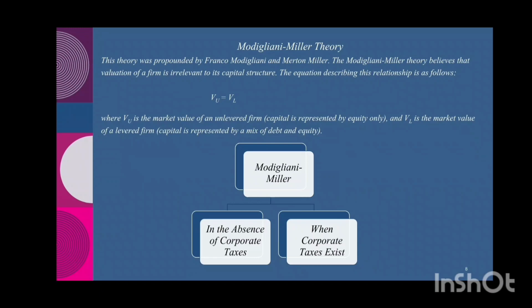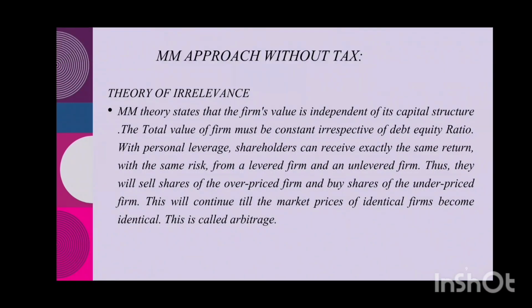We know that debt is considered a cheaper source of finance, but increased debt may also increase the financial risk of shareholders, and the benefit of cheaper source of finance can be offset by increased cost of equity. Moreover, due to arbitrage process and personal leverage, two identical firms can have the same total value because investors will sell the overpriced shares and purchase underpriced shares, and this will continue until both identical firms have the same market price. So there is no difference between value of levered and unlevered firm.